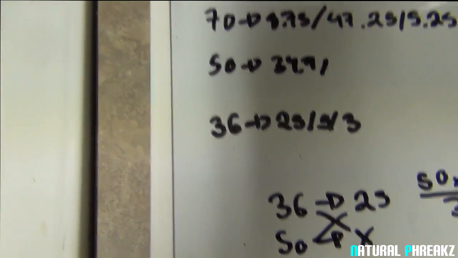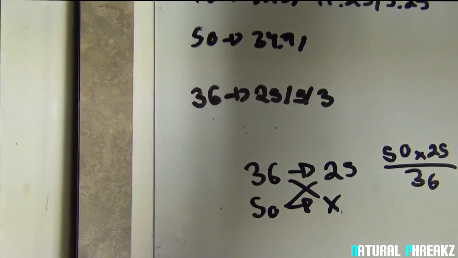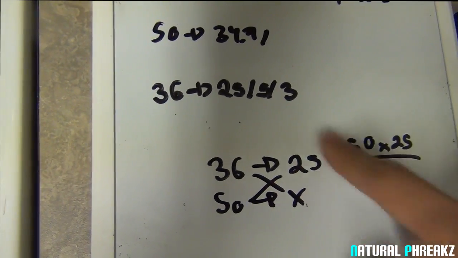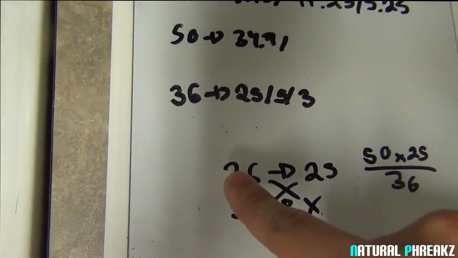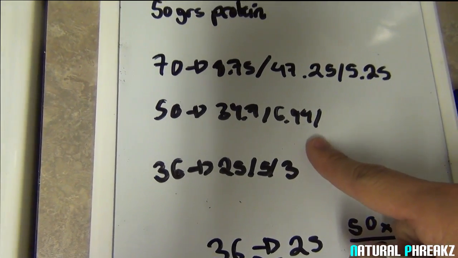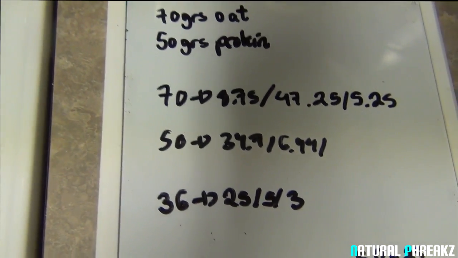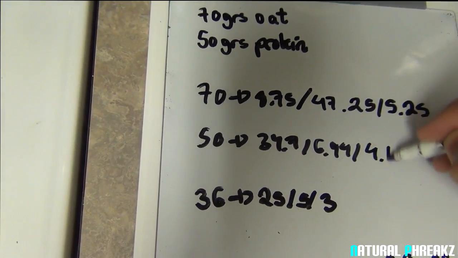grams of protein. Now I proceed with carbs, 50 times 5 divided by 36. So you're doing the amount you grab times either proteins, carbs, or fat, and then you divide it by the serving. So now I obtain 6.94 grams of carbs, and then I do 50 times 3 divided by 36, 4.17.